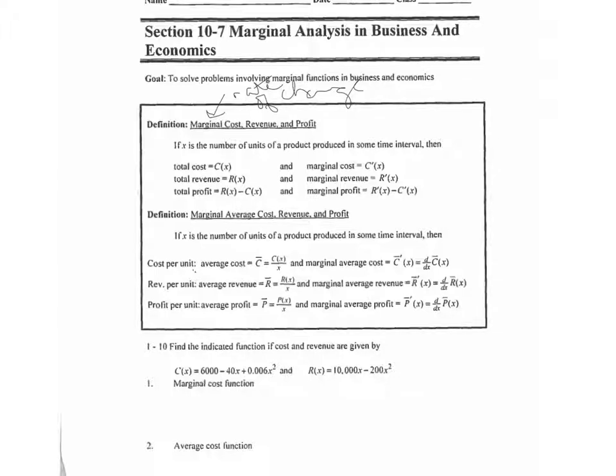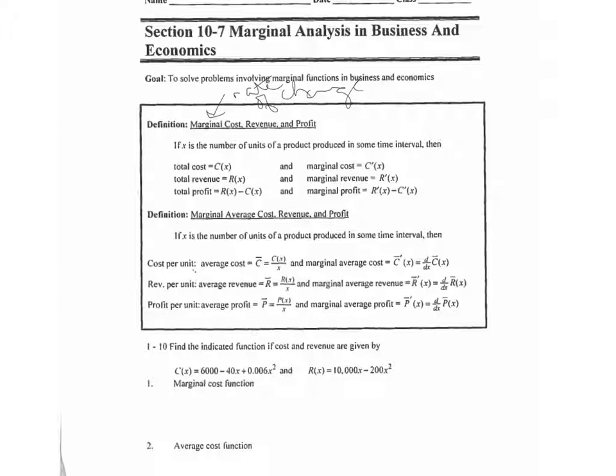Now, this is simply explaining that if these are how you find your cost, your revenue, and your profit functions, if it asks you to find marginal cost, take the derivative of the cost. Marginal revenue, derivative of the revenue. Marginal profit, you could take the marginal revenue minus the marginal cost. I'd probably just take whatever the profit is that I most likely have already found and take the derivative of it. It's going to give you the same thing.